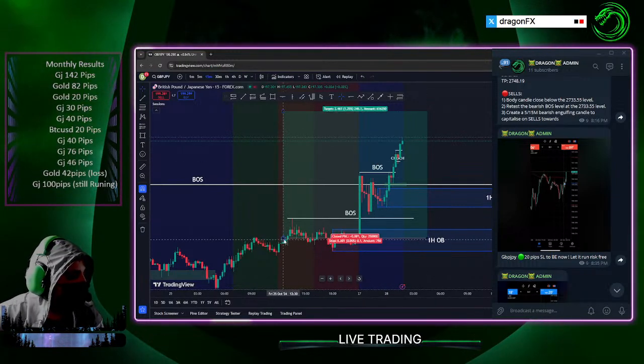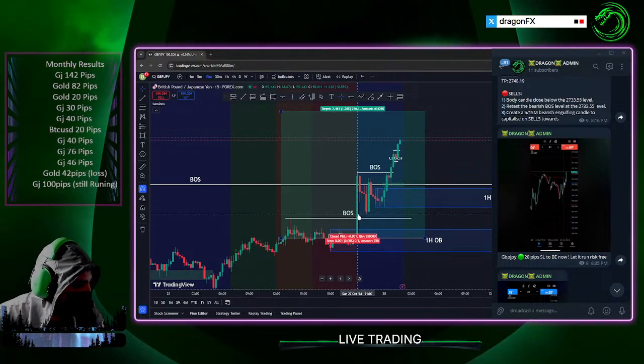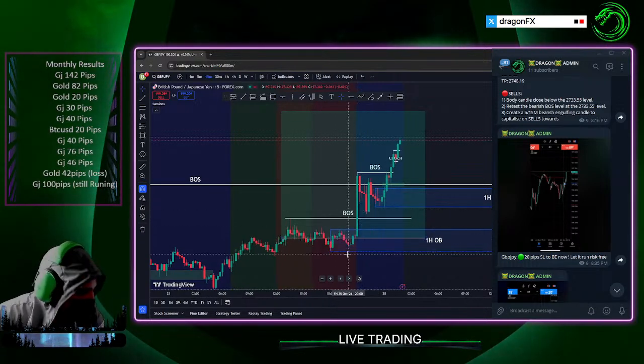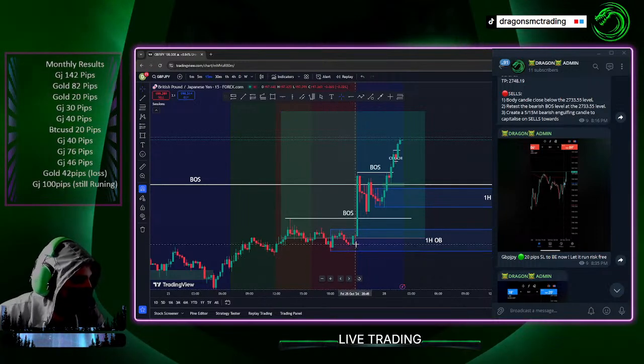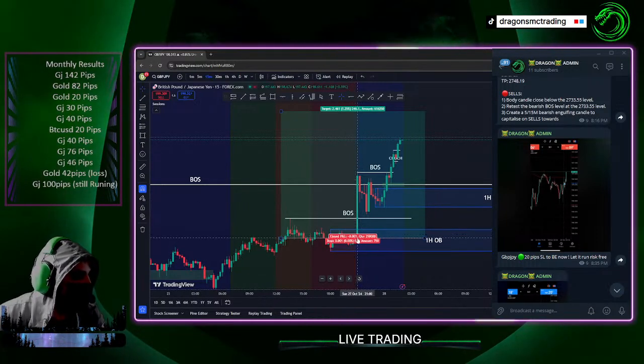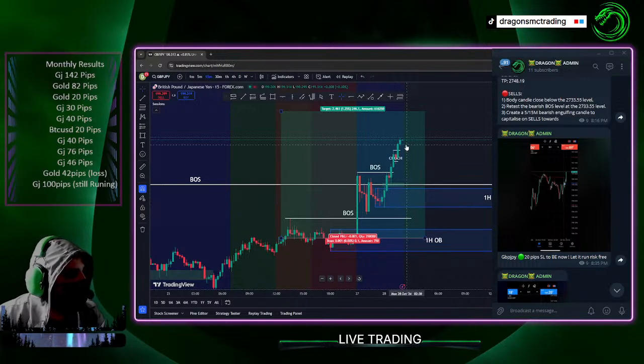And of course, I didn't shift my SL to break even until right here. Price gave me about 20 pips here. I shifted my SL to break even and it's literally zero drawdown and still running.